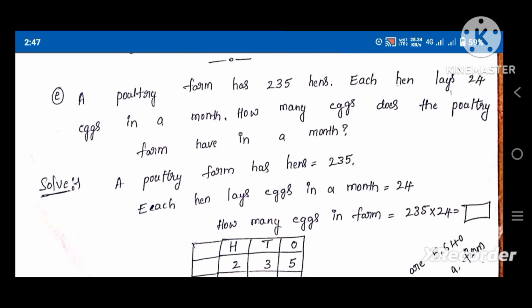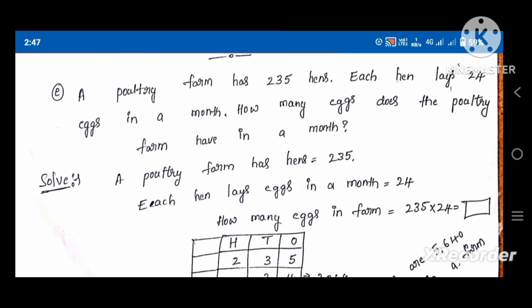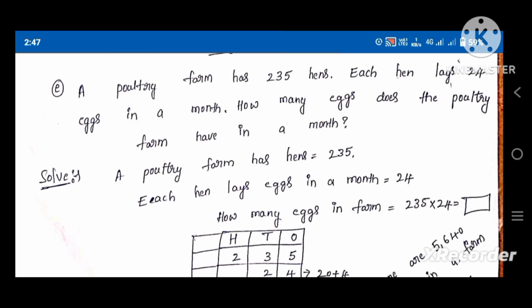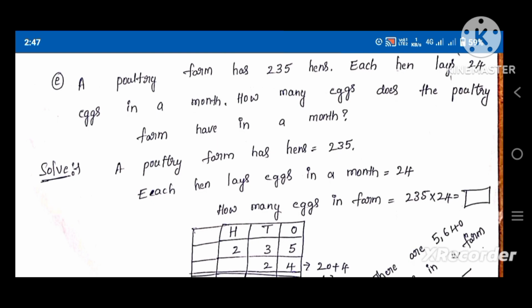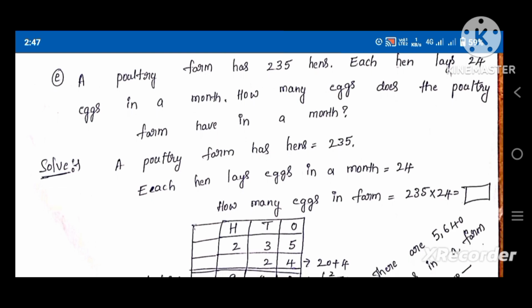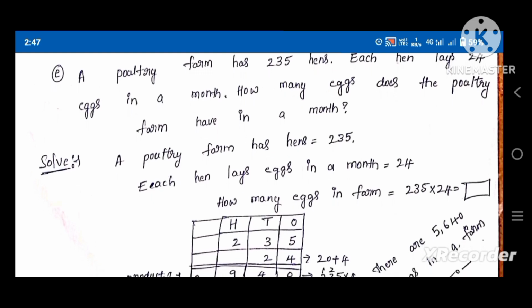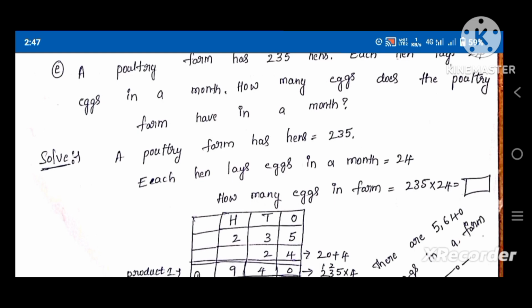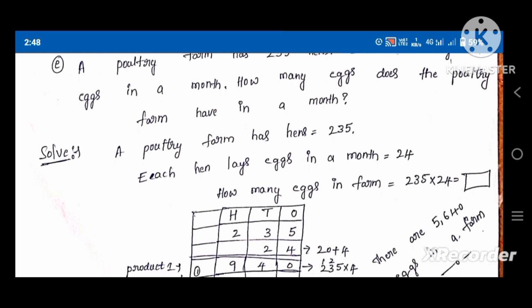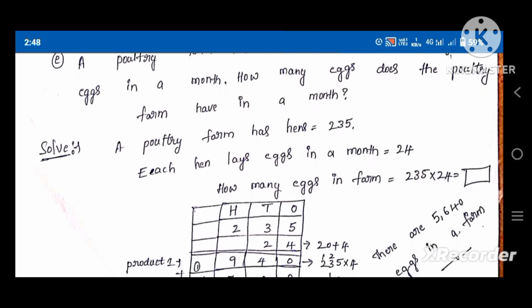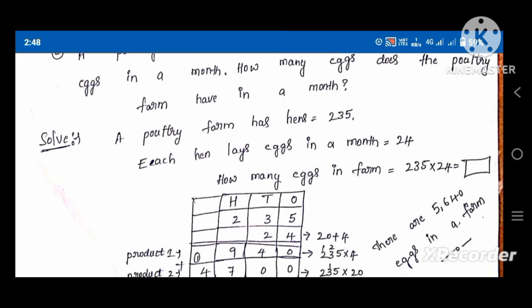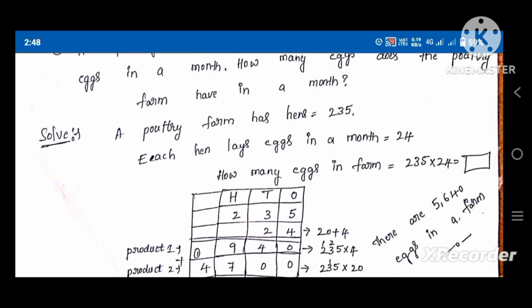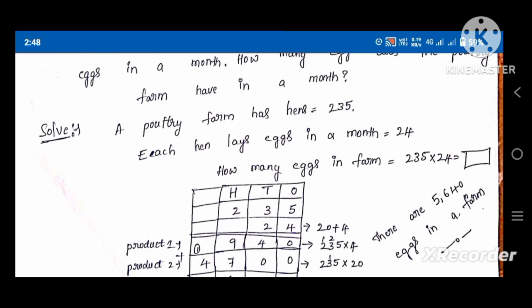Question number E. A poultry farm has 235 hens. Each hen lays 24 eggs in a month. How many eggs does the poultry farm have in a month? Solve. A poultry farm has hens equal to 235. Each hen lays eggs in a month equal to 24. How many eggs in farm is equal to? We find 235 into 24.